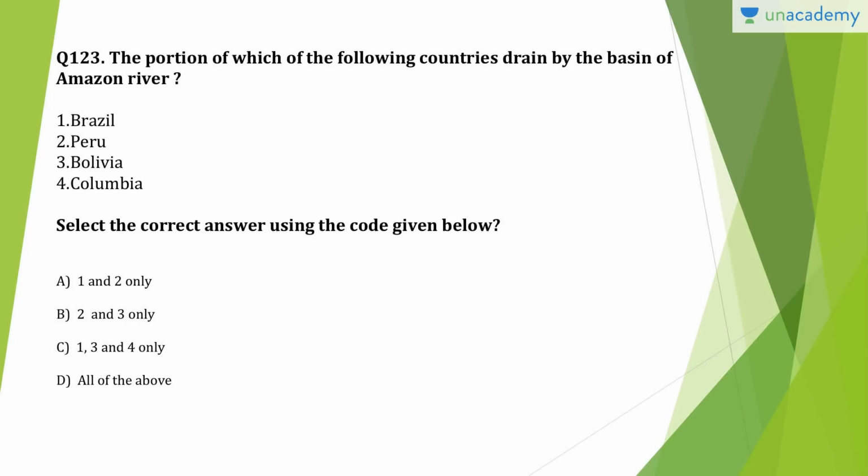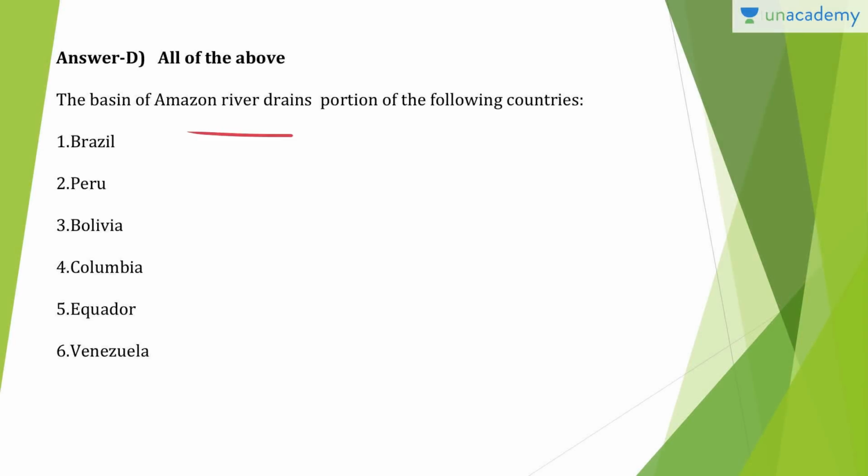The Amazon river is huge. So the basin of the Amazon river drains portions of the following countries. One is Brazil, then you have Peru, then Bolivia, then Colombia, then Ecuador, and finally Venezuela. Venezuela is known for its petroleum products a lot.